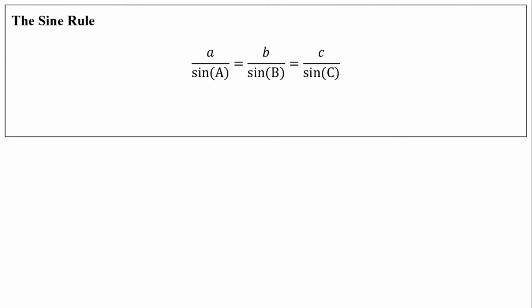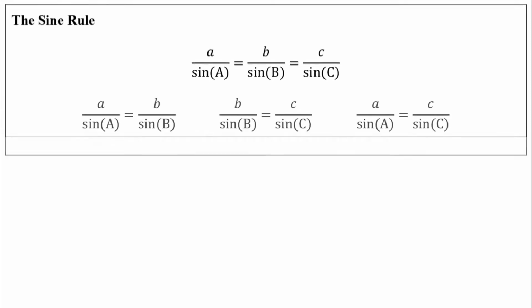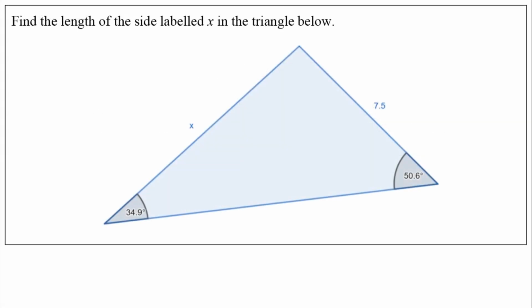It's best summed up in this single expression with two equalities, but it's important to remember that it's really telling you about three different equations. It's telling us that a over sine A is b over sine B, also that b over sine B is c over sine C, and that a over sine A is c over sine C. Rather than thinking in terms of a's, b's and c's, it's easier to think that in a given triangle, if you take the length of any side and divide by the sine of the angle opposite, you will always get the same answer.